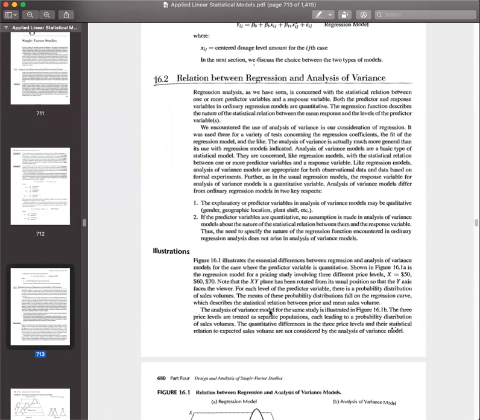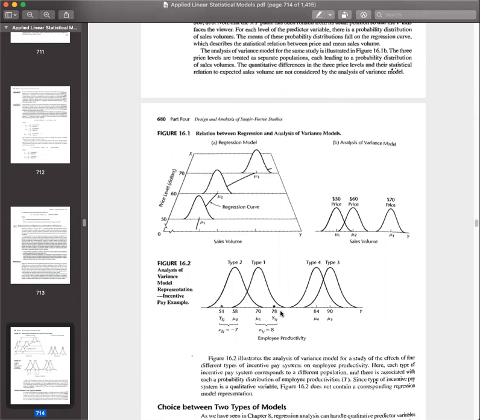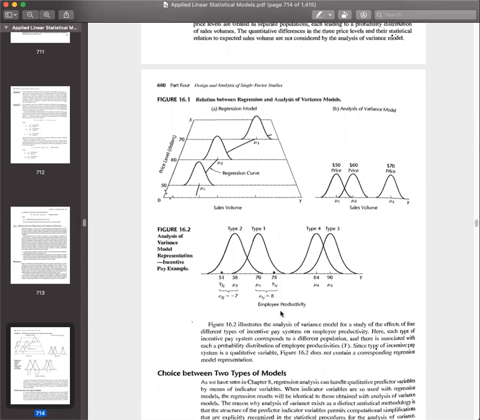Analysis of variance models differ from ordinary regression models in two key aspects. The explanatory or predictor variables in analysis of variance models may be qualitative, like gender, geographic location, plant shift, etc. And if the predictor variables are quantitative, no assumption is made in analysis of variance models about the nature of the statistical relation between them and the response variable. Thus, the need to specify the nature of the regression function encountered in an ordinary regression analysis does not arise in analysis of variance models. Here we can view certain illustrations that we do with the regression and analysis of variance models. They are shown as normal curves.